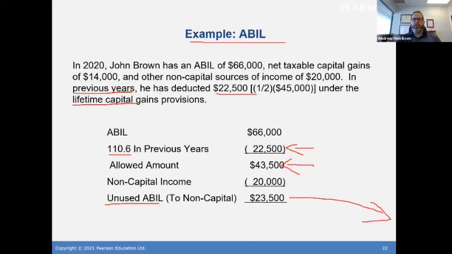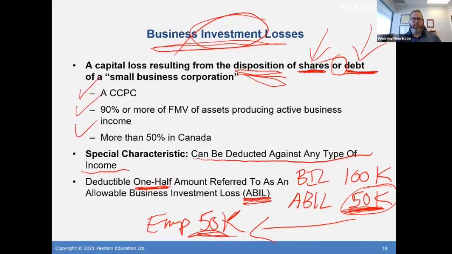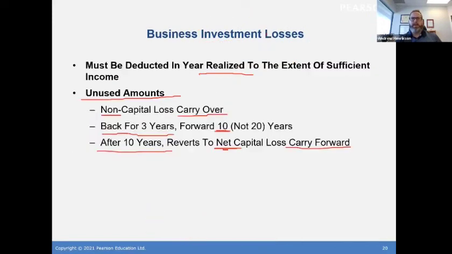This is going to be initially considered non-capital. As we mentioned before, that's for 10 years, not the 20, so you don't get the full item. Oh, here it is right here. Forward for 10. Now you can still go back 3. If you're trying to remember, it's always back 3. Forward 10 for ABILs, 20 for non-capital, and until death for your net capital.